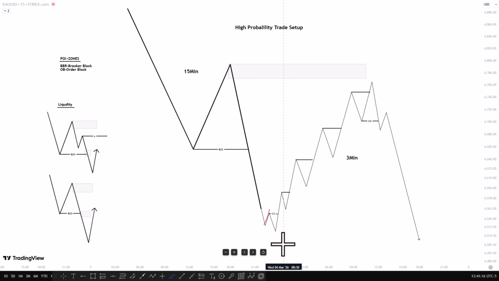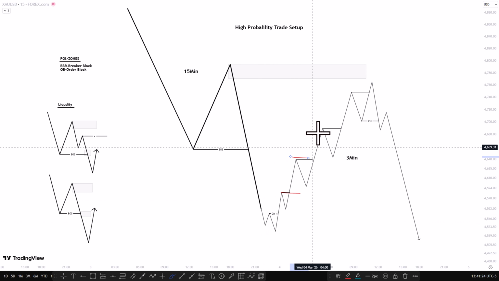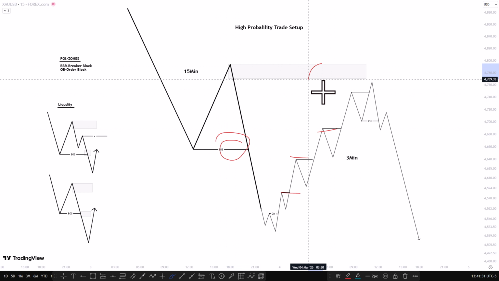But to confirm the pullback, you have to see what we call the break of structure. You have to see price creating a break of structure and moving to the point of interest. And like I've said, the point of interest is this breaker block or this order block.